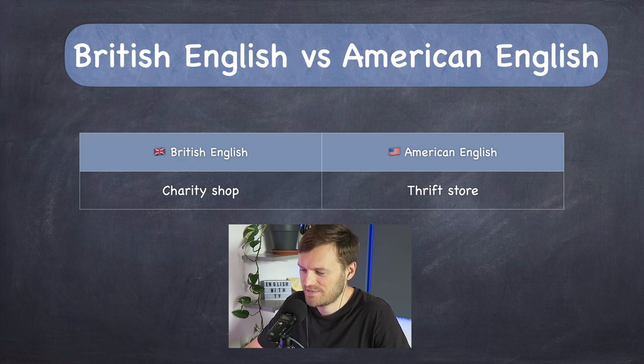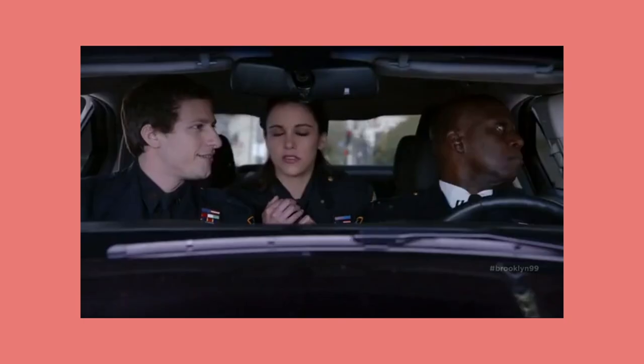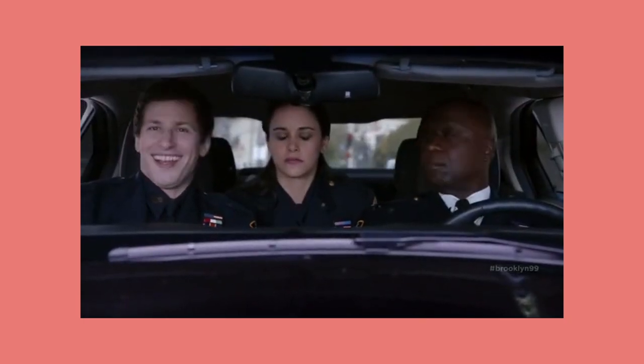So I would say, I'm going to the charity shop on Saturday. I need to take 50 things with me. And here's an example of the American English words for you. Don't say thrift store. Thrift store!